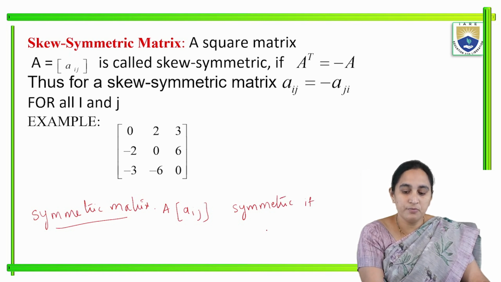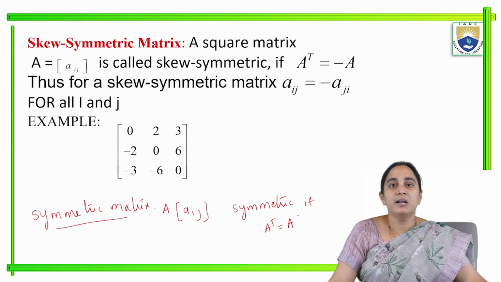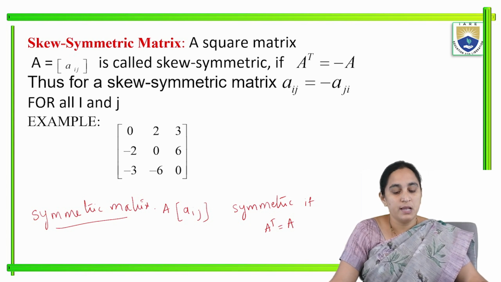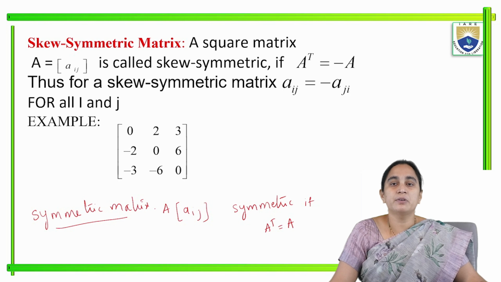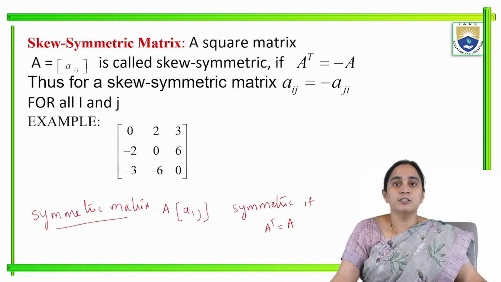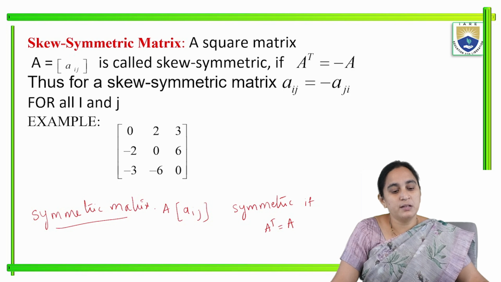If A transpose is equal to A, a square matrix A = [aij] is symmetric. When do you call a matrix symmetric? The transpose, A transpose, is equal to the given matrix, which is called a symmetric matrix. And there is a similar definition for skew symmetric.